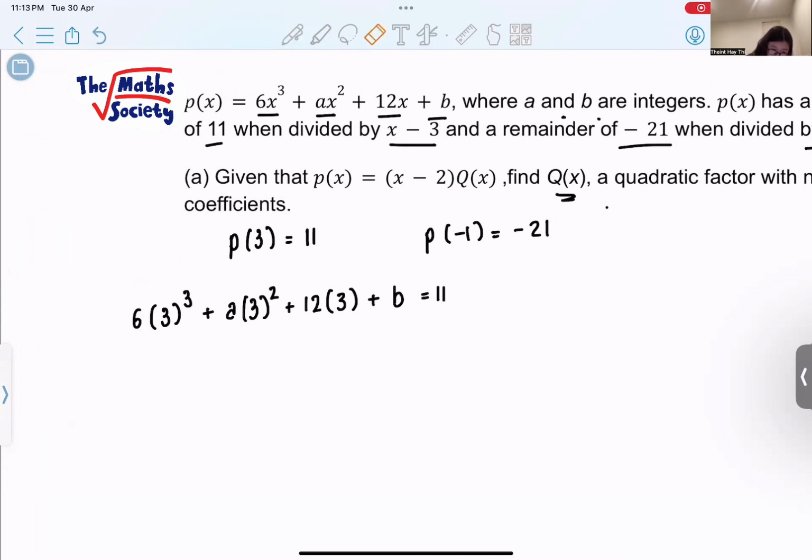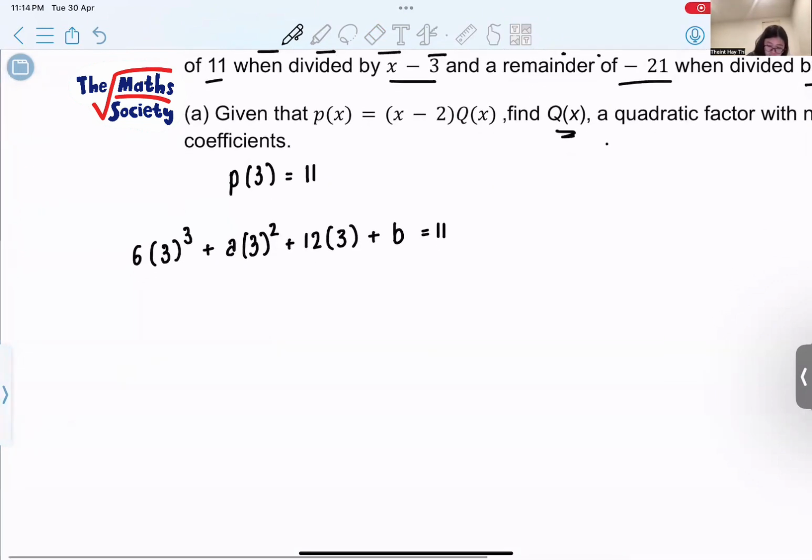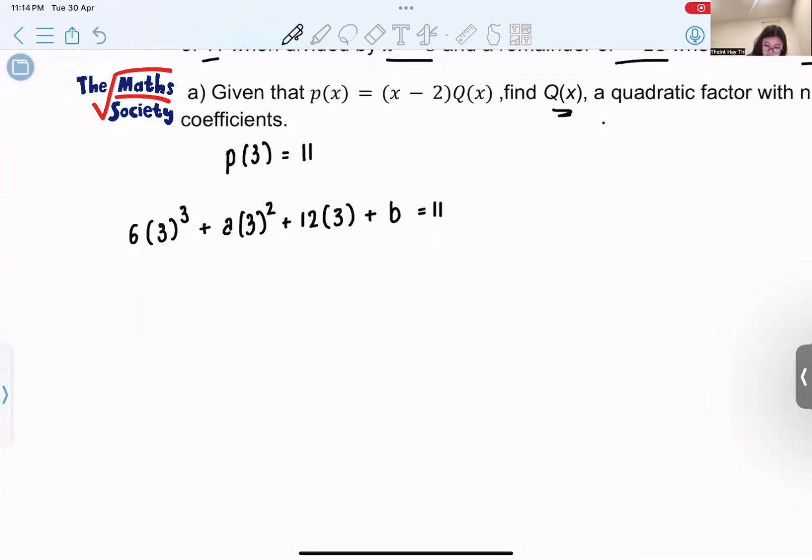Okay, I'll just remove this for a while, yeah? And then you have 6 multiplied by 3 cubed, which is 27. So you have 162 plus 9a plus 36 plus b, which is equal to 11. So we know 9a plus b equals 11 minus 162 minus 36. You have minus 187. And that is your first equation.